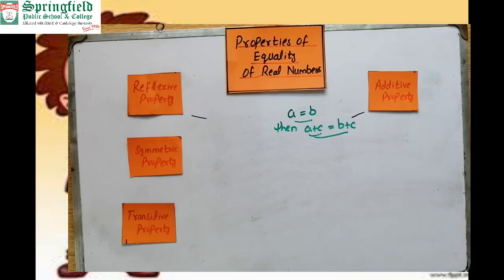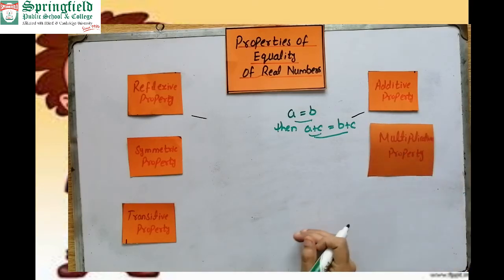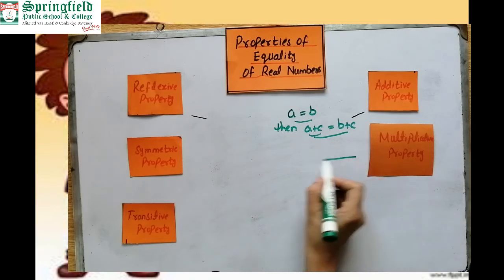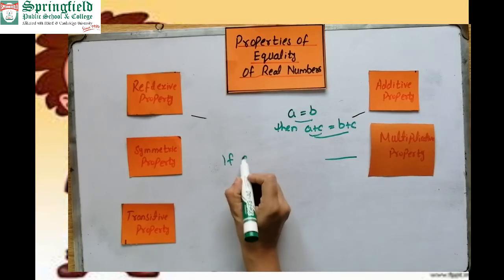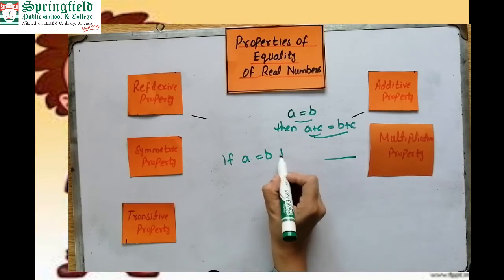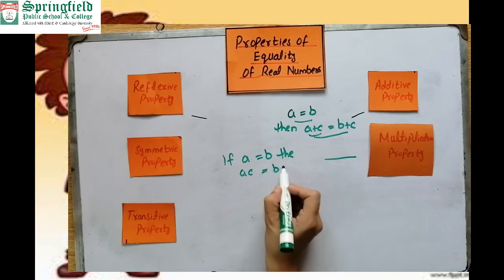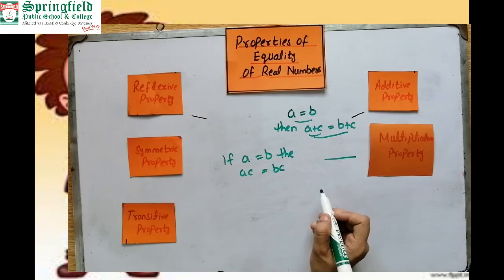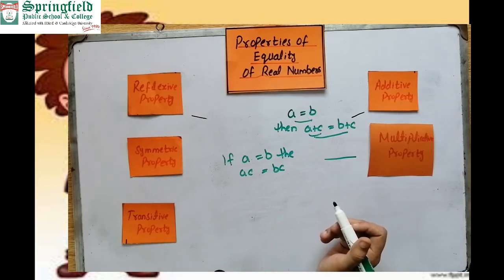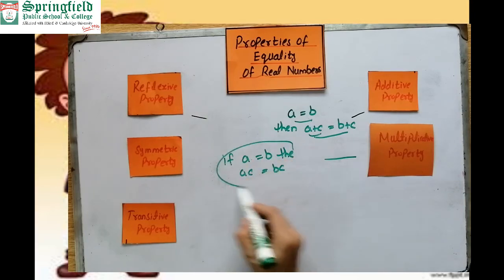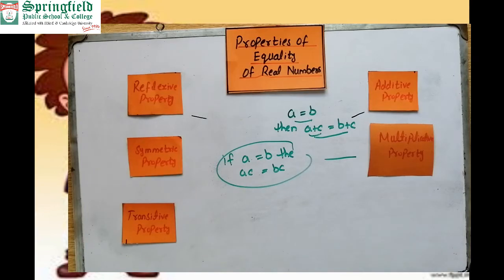And the next one is the multiplicative property. Multiplicative property means if A is equal to B, then the product AC must be equal to the product BC, when all the numbers are real numbers. Fine. And the next one is the cancellation property for addition.